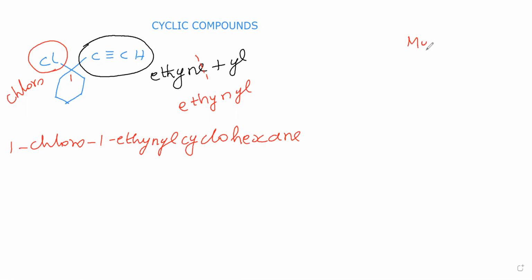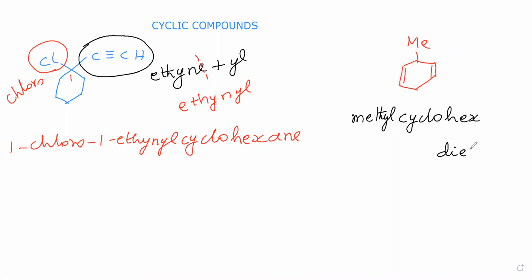Next compound, Me means methyl. Here, like this we will write. In this one, we will consider this as the parent. This we will consider as a branch. So the branch name is Me, that is called methyl. Methyl we have written. Then this is a cyclic compound, therefore we are including cyclo. This contains 6 carbon atoms, therefore hex. 2 double bonds are there, therefore diene.